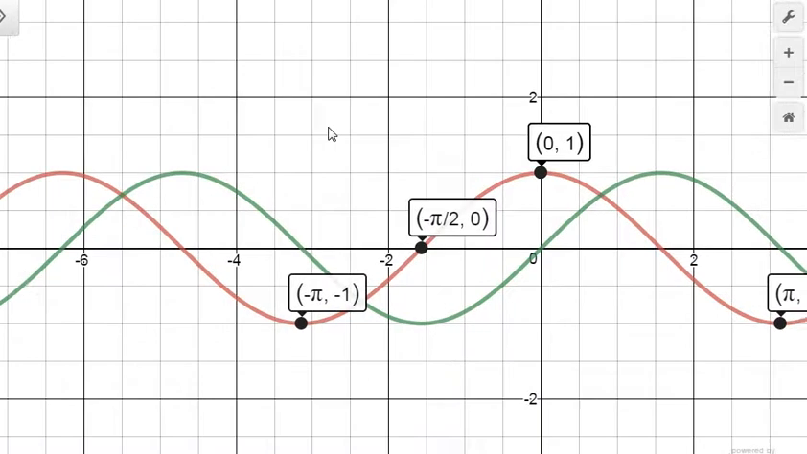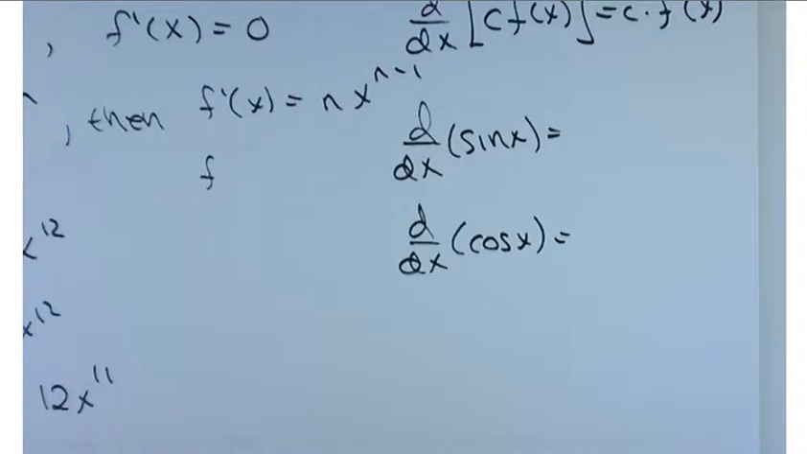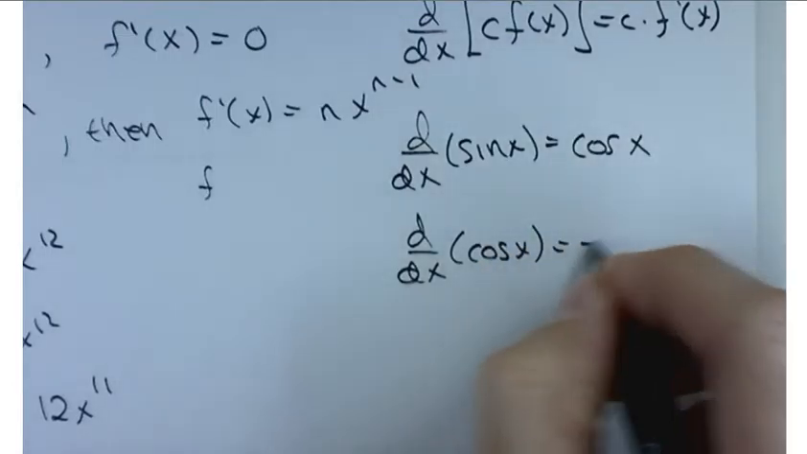The sine function is the derivative of the cosine function. Well, other way around. Well, actually, kind of both ways, really. Derivative of sine is cosine, and derivative of cosine is negative sine. So let me write those down. Derivative of sine is cosine. Derivative of cosine is negative sine.